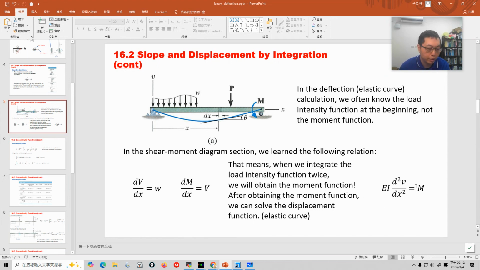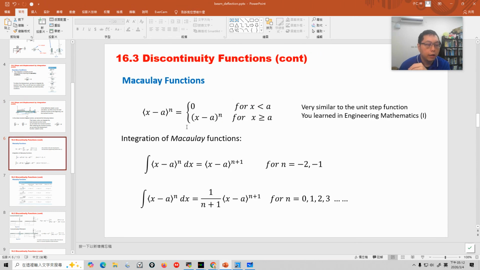ordinary differential equation. Now in this video I will discuss how to represent the loading function by a discontinuity function. We need a mathematical tool called a discontinuity function. In this textbook, the name for this discontinuity function is Macaulay functions, but I would rather call it a discontinuity function.